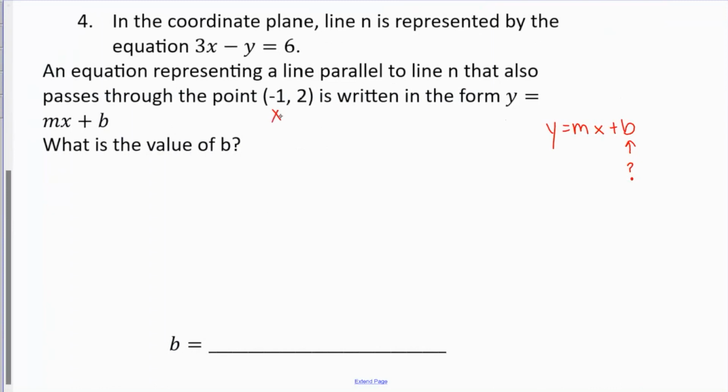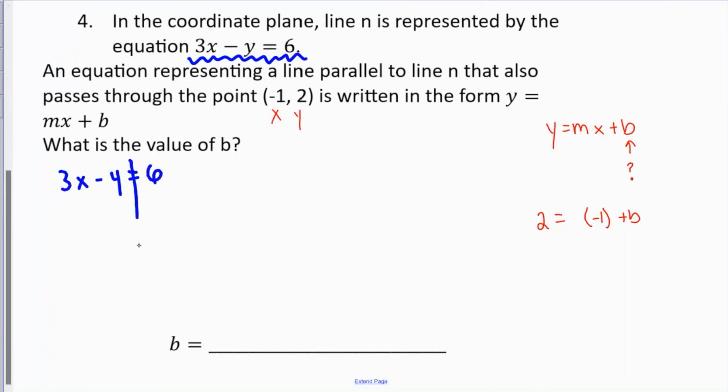They gave us an x and a y. That's the point that we're passing through. So we can start filling that out. We have y. Our y is going to be 2. And we have our x, which is -1. We're missing b, but we also are missing m. Now, that is where our equation that they gave us up here is important, because given this equation in standard form, I can figure out what my slope is.